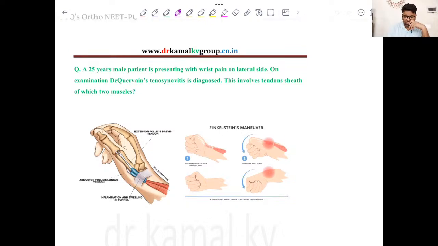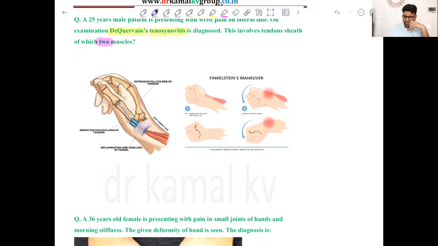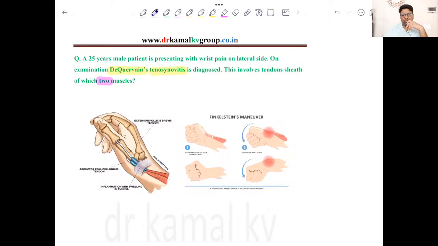So the very first question was: a patient who has been diagnosed with De Quervain's tenosynovitis, and it has been asked which two muscles' tendons are involved. So students were supposed to answer which muscles' tendons are involved. Now to answer this question, you have to go a little bit into the anatomy of the anatomical snuff box, right?